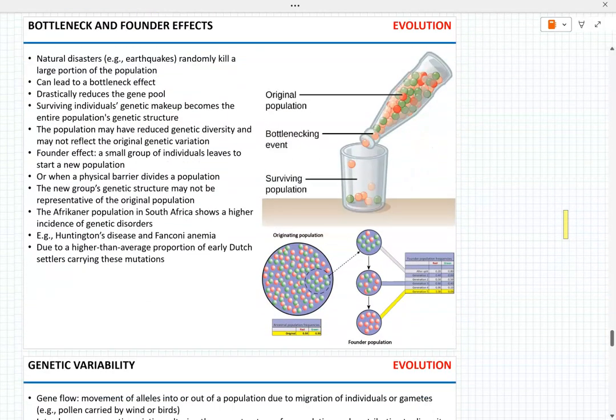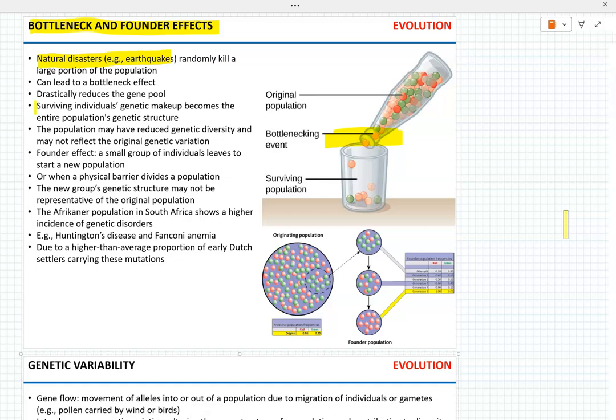Other causes of genetic drift can be bottleneck and founder effects. The bottleneck effect is when a natural disaster, like a forest fire or an earthquake, kills a large portion of the population at random. You can see this bottlenecking event, where, purely by accident, a few little balls get out of the bottle. It drastically reduces the gene pool.